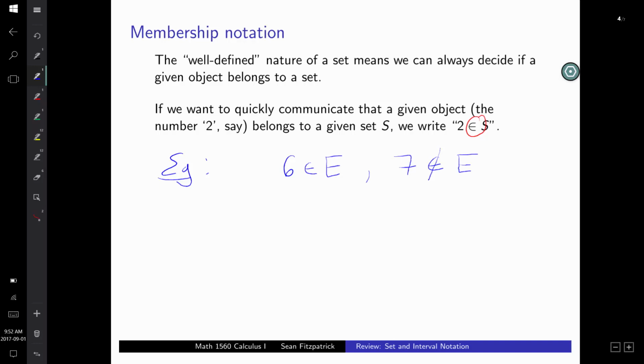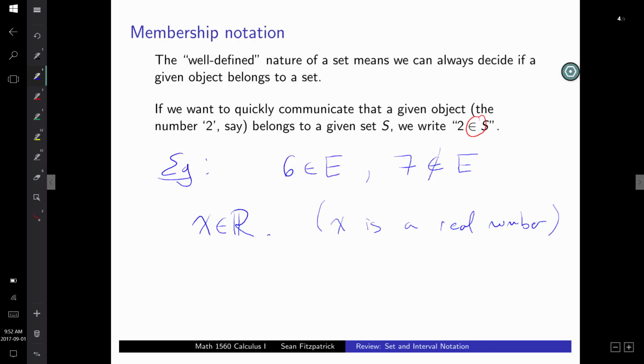So you'll see this kind of notation quite a bit. One of the ones you'll see all the time is when I want to tell you that x is a real number. So you see things like x is an element of R. This means that x is a real number.